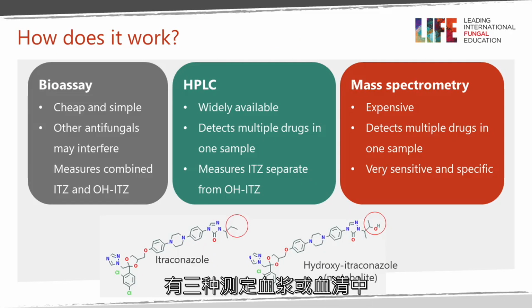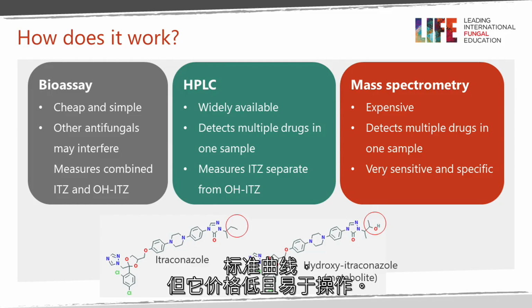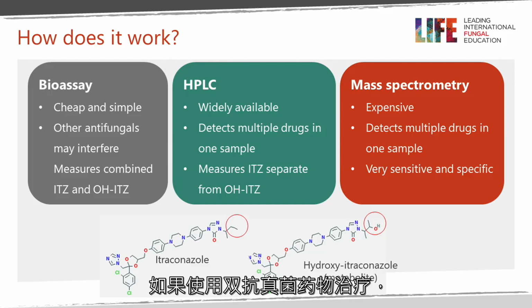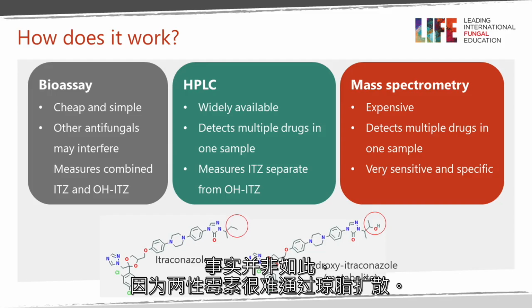So there are three broad approaches to measuring drug levels in plasma or serum. The first is a bioassay methodology, and this is cheap and simple to run, although you do have to have the relevant bioassay organisms and create the standard curve of the drug of interest. If you have dual antifungal therapy, then the other antifungal can interfere with results, but this is not true for amphotericin, which diffuses poorly in agar.